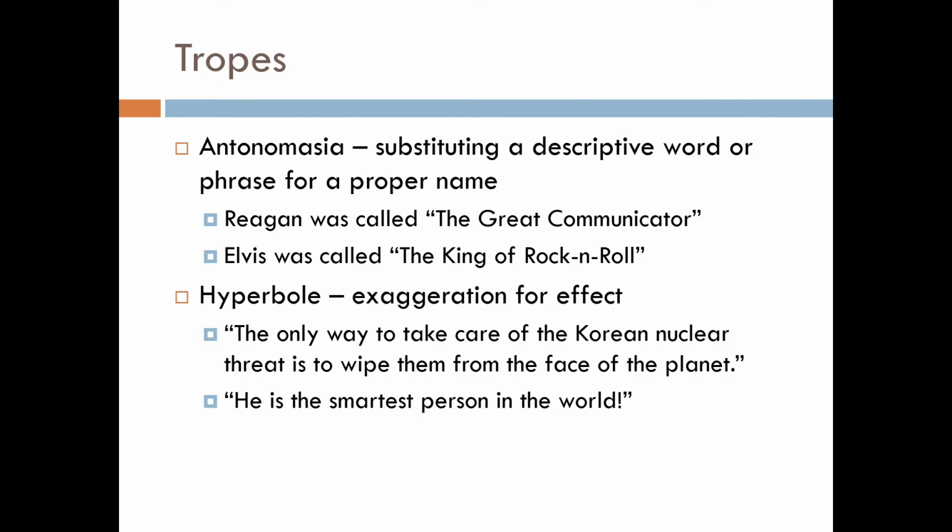Maybe a better example is the second one here. He's the smartest person in the world. Now, I doubt any of us have ever met the smartest person in the world, but most of us have said something like this at one point. We're using hyperbole when we say this. We know we've probably not met the smartest person in the world, but by saying this, we're saying what? He or she is really smart. That's hyperbole.